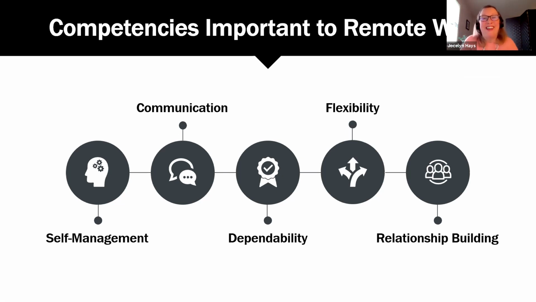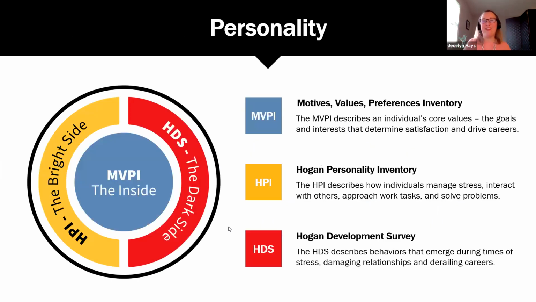So now that we've looked at the competencies, let's break it down into some of the characteristics that relate to these competencies. Anytime you talk to people from Hogan, you will hear us talk about personality in three distinct ways. There are three Hogan assessments. They all measure personality-based characteristics. We just measure them in slightly different ways. So the Motives, Values, Preferences Inventory is a measure of core values. That's really what's motivating to you, what you're interested in.